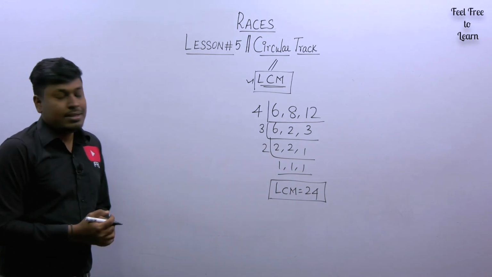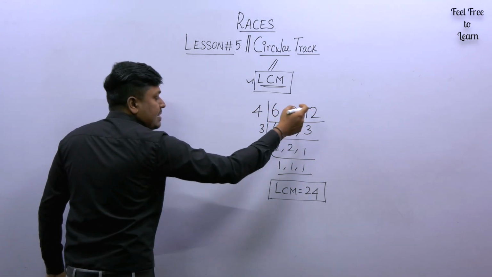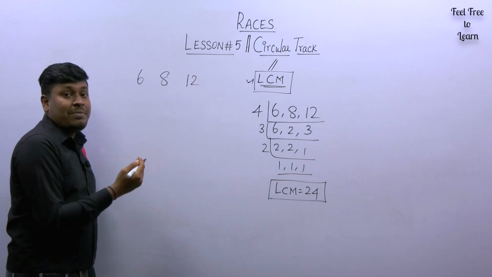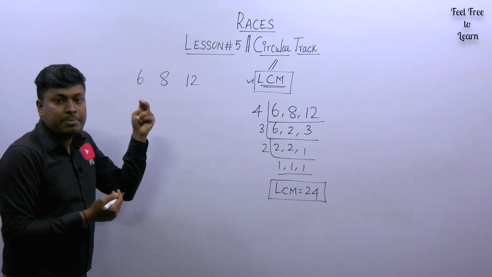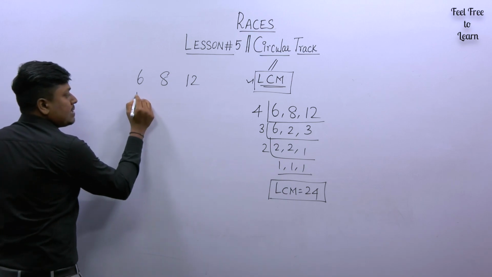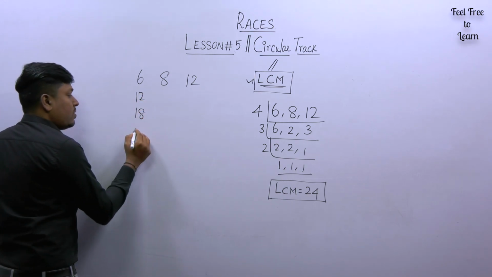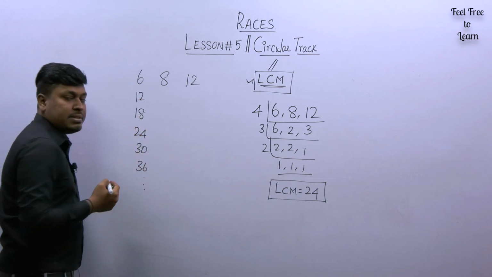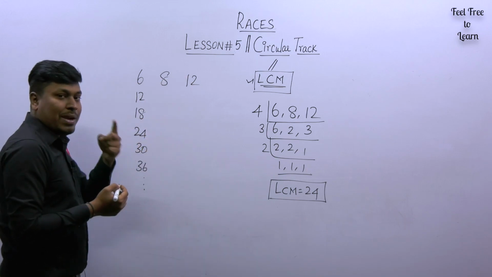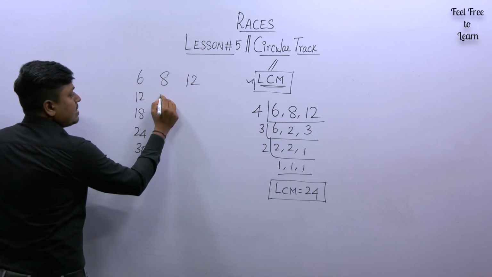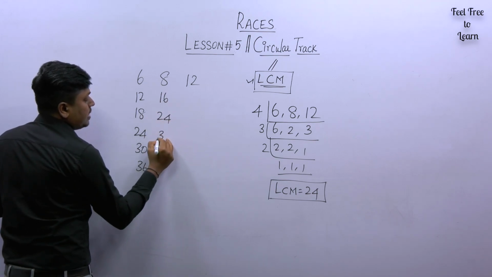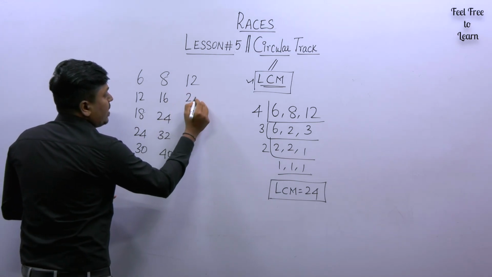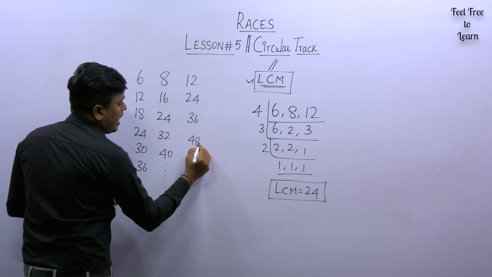But the traditional method is this: they have given 3 numbers, 6, 8 and 12. We will go for the multiples of 6. What are all the multiples of 6? 1 6 is 6, 2 6s are 12, 3 6s are 18, 4 6s are 24, 5 6s are 30, 36, and it goes on. Similarly the multiples of 8: 1 8 is 8, 2 8s are 16, 3 8s are 24, 4 8s are 32, 40, and the multiples of 8 go on. Next, the multiples of 12: 12, 24, 36, 48 and so on.